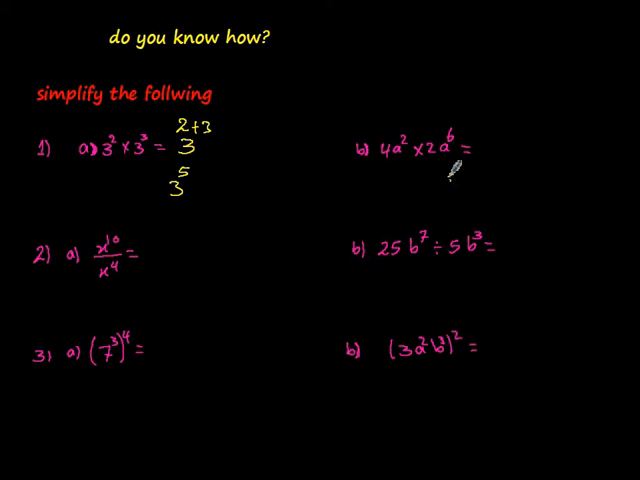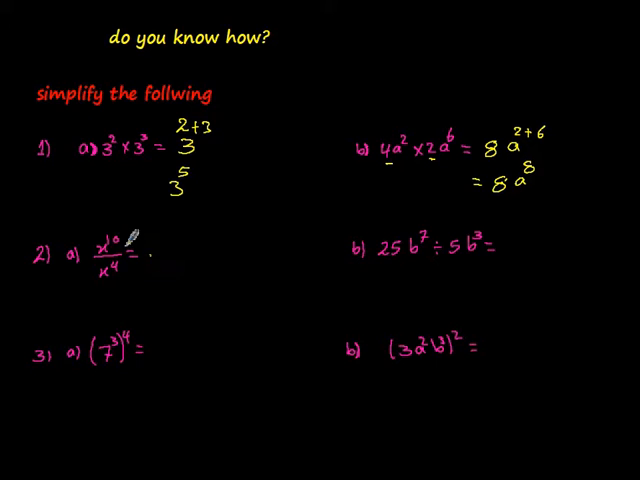The second part, guys, is also about multiplying indices. But here we are given coefficients. So let's start by multiplying the coefficients first, and then let's deal with the variables. 4 times 2 equals 8. And here we have 8 to the power of 2 plus 6, which is equal to 8 to the power of 8.